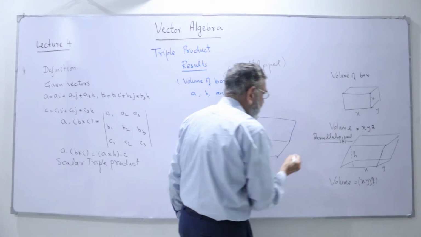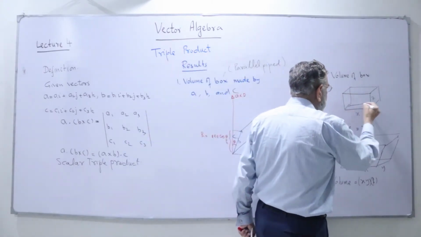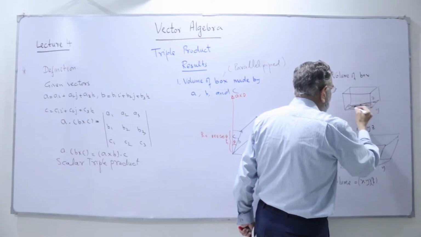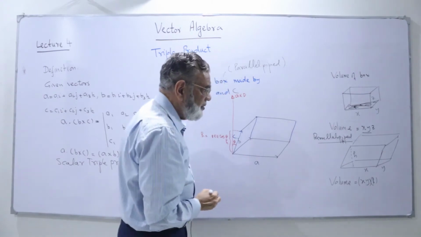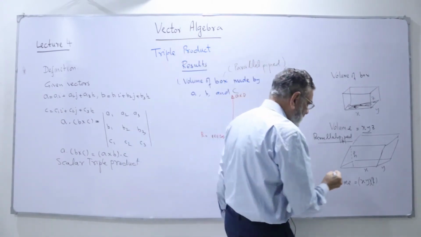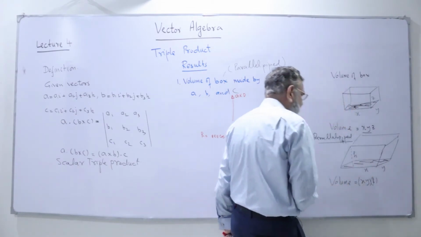So we want to find the volume. When we take the box, this here is our base area, x times y. Multiply by the height, that gives the volume. If we want to find the volume of the parallelepiped, then we have the base area, x into y, multiplied by the height h.